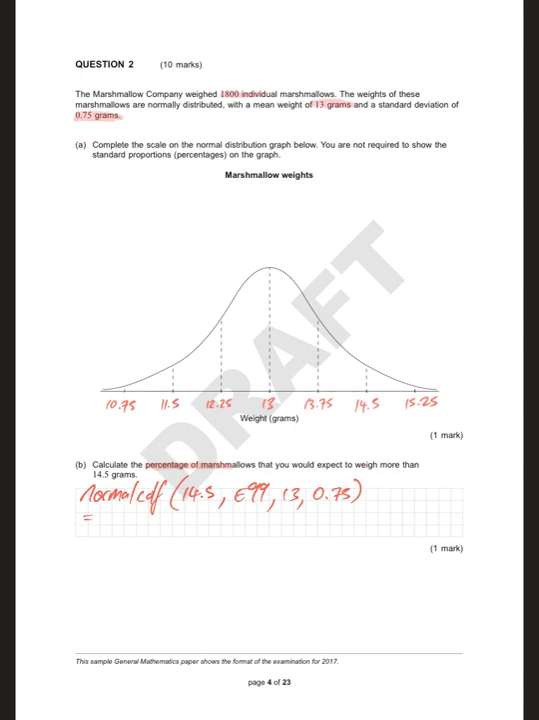Second, on the list, Normal CDF. 14.5, E99, 13, 0.75. That gives me 0.0228 to 4 decimal places. Calculate the percentage, so times that by 100, so therefore it's 2.28% are more than 14.5 grams. Don't forget your answer statements. That's B done.